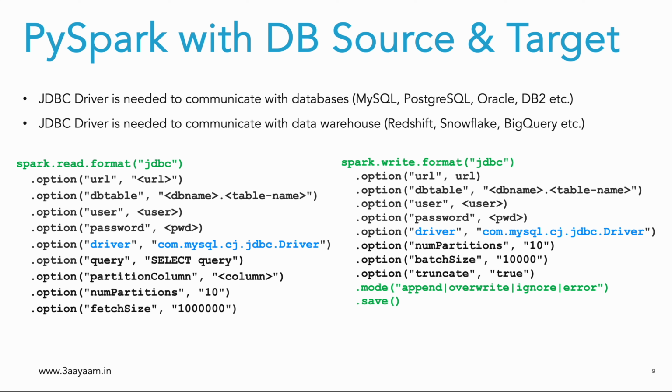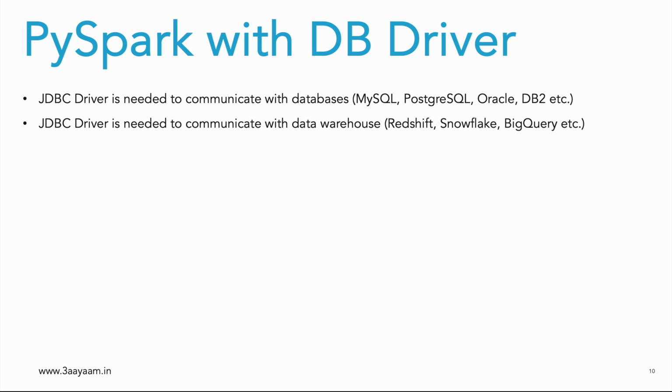The options of partitions, batch size, truncate, again, these are specific to JDBC writers. And then we have modes like append, overwrite, ignore, and error. Append is used to append the rows to the existing rows in the table. Overwrite would replace all the existing rows and then insert the new rows. In most of the cases, you'll be using append. And then finally, you'll have to use the save API of data frame writer, which can be used to write to the database table.